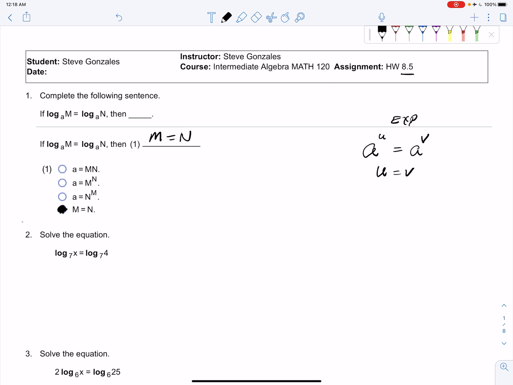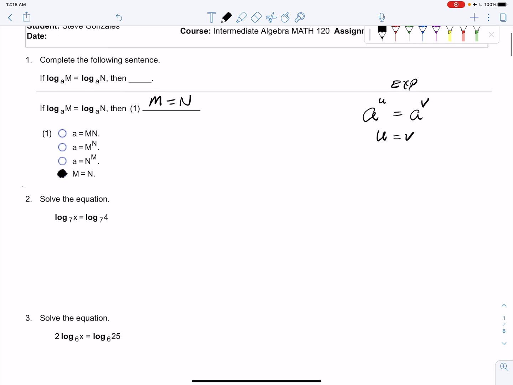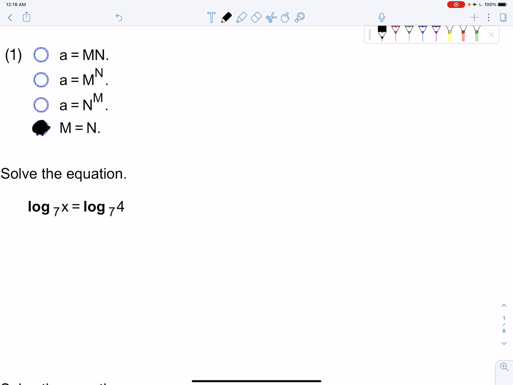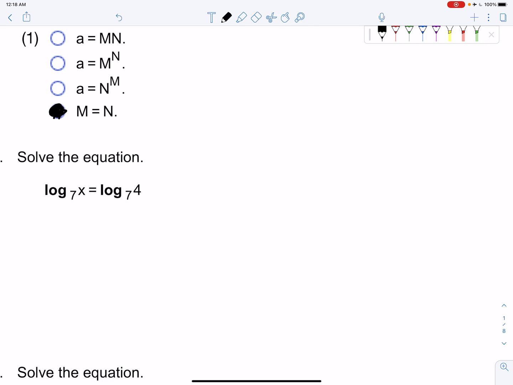And you can see it happen right here at question number 2. And on question number 2, it happens real quick, right? Because it says log base 7 of x equals log base 7 of 4. Well, based on that one-to-one property of logarithms we just learned, we can just say that the arguments equal each other, so x equals 4.